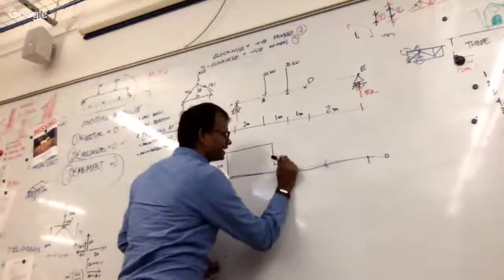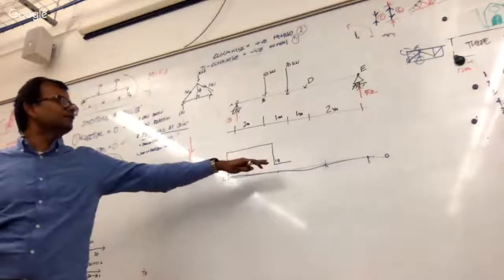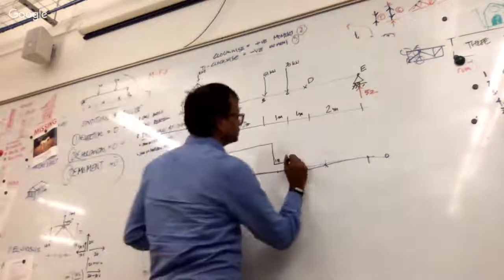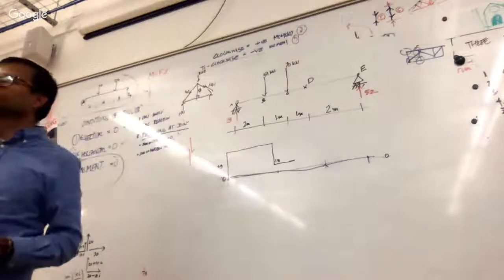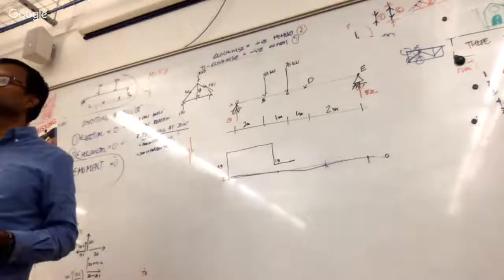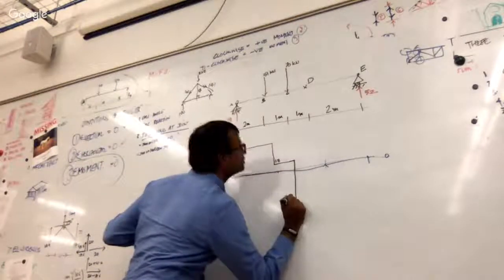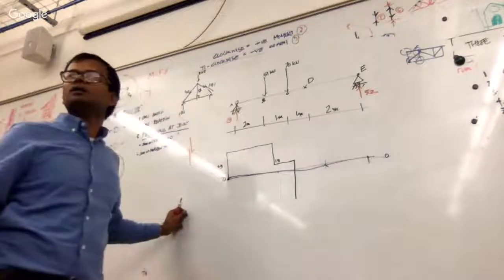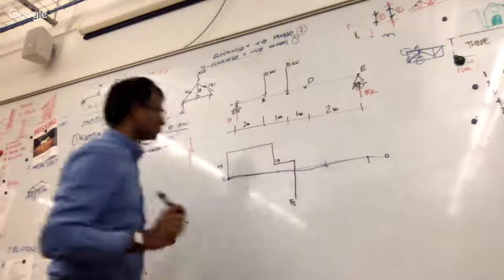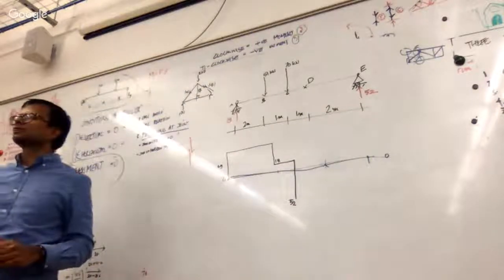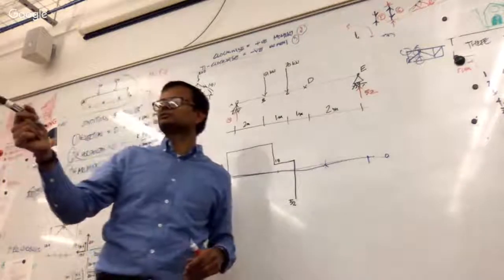Okay, so this is 18. Then we start going towards C. What happens at C? There's a further force of 70 going down, which means it takes it down to how much? 52. Is it negative 52? Yeah. Remember, force has magnitude and direction.